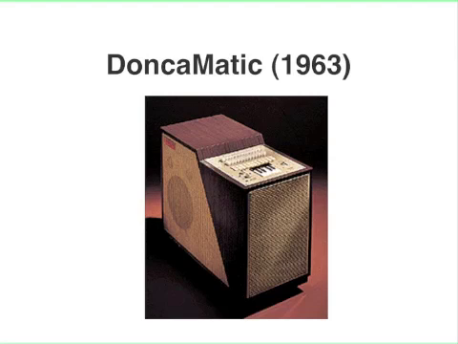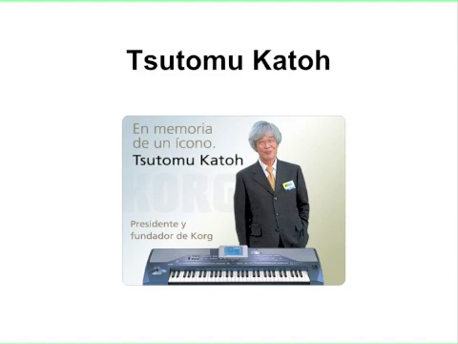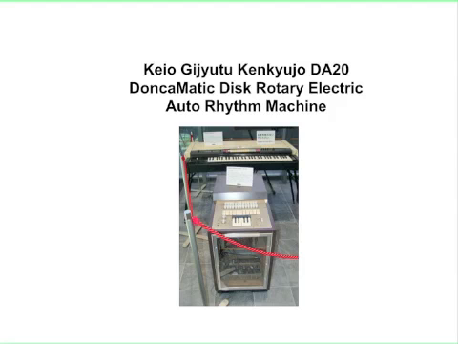But in this overview, we'll just acknowledge one of the first drum machines came out in 1963. It was called the Donkamatic, and it was invented by this man, Tsutomu Kato, who eventually became the founder and president of Korg. Here's his very first invention, which you can read. This was the full name of it, on display in the lobby of the Korg headquarters in Tokyo.